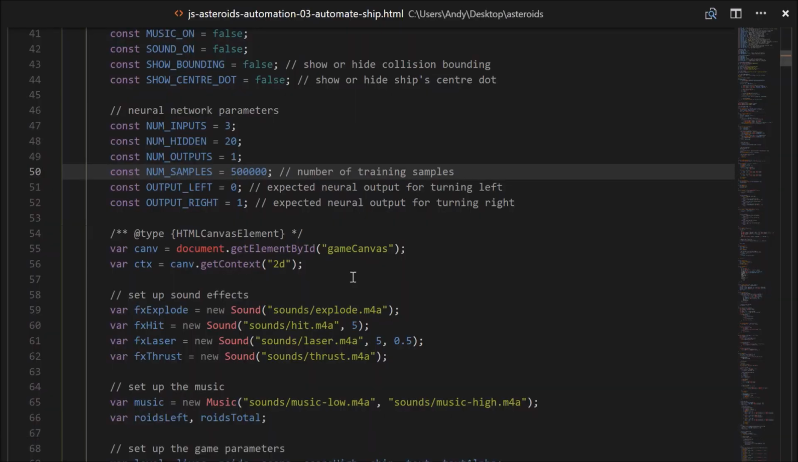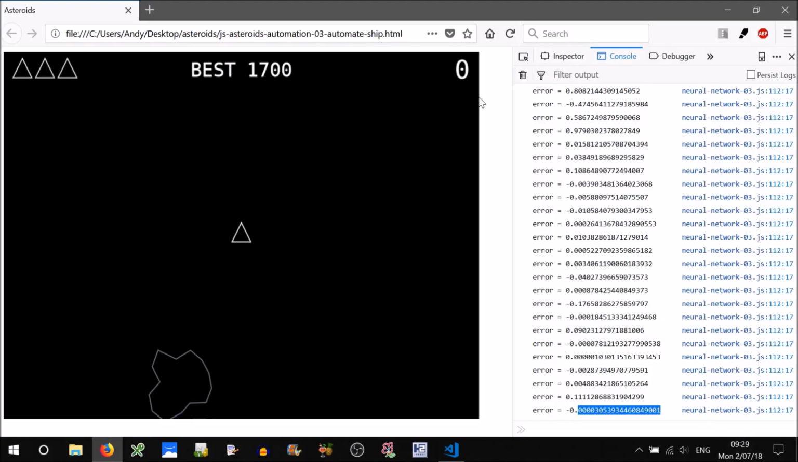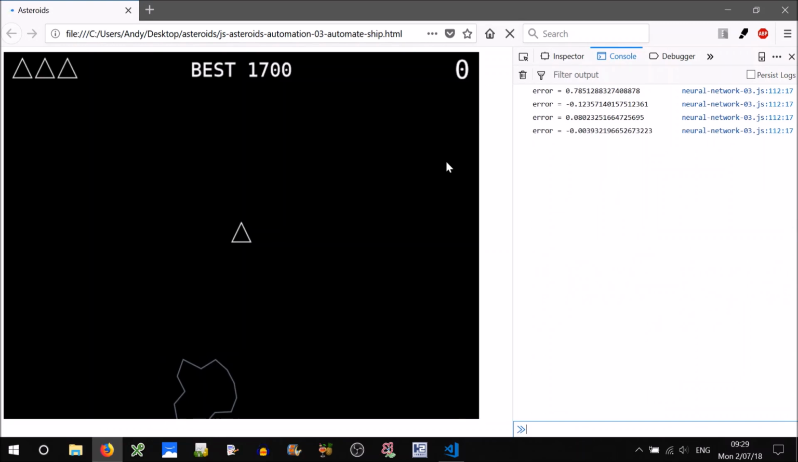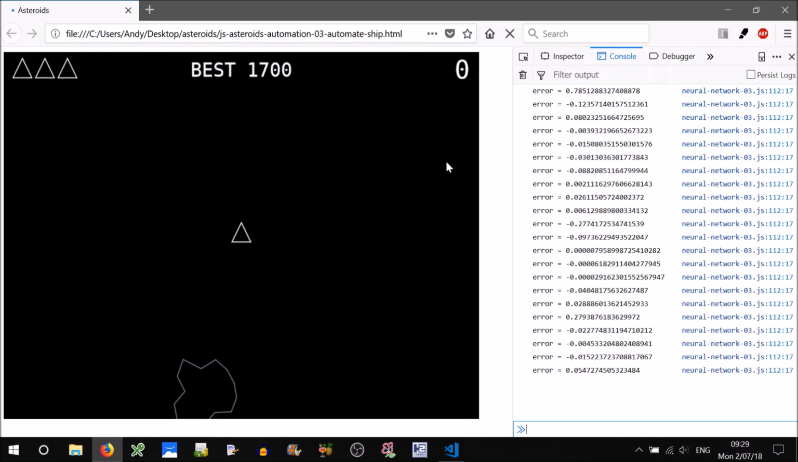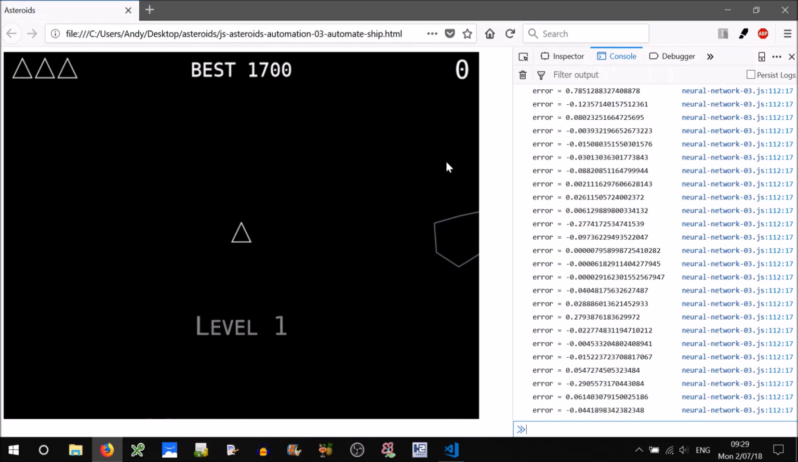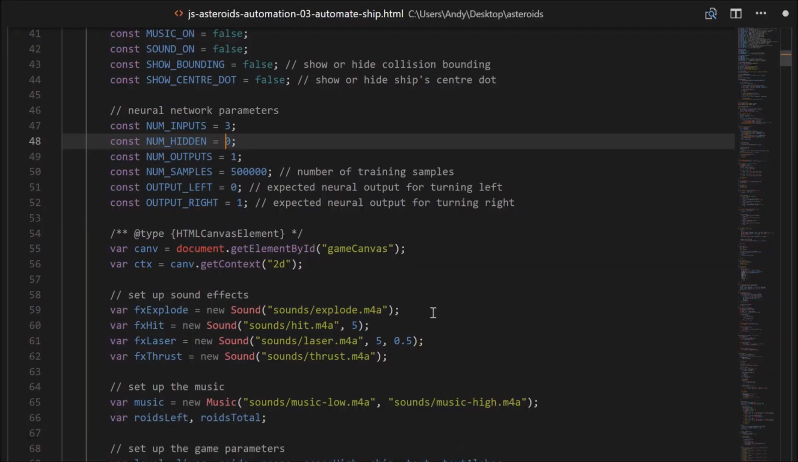If we put the hidden nodes back to 10, it'll speed it up a bit. Will that impact the quality? Let's have a look. That's pretty good too, actually. Either way, let's leave it at 20 and 500,000 training samples.